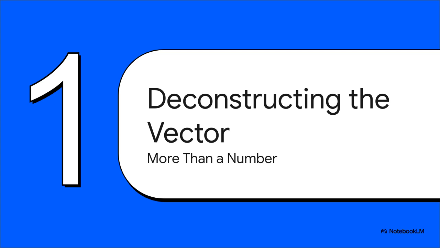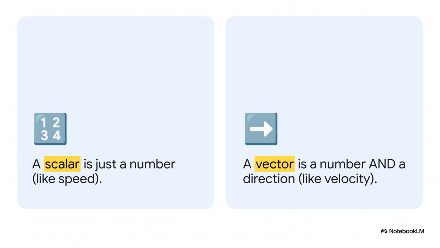Okay, so if we really want to get what makes vectors so powerful, we've got to take one apart, right? See what's inside. So first things first, let's draw a really clear line here. Over on one side, you've got scalars. Super simple. A scalar is just a number. It's your age, the temperature, the speed of that car. But on the other side, that's where vectors live. For our car, the vector would be its velocity, 100 kilometers per hour, east. You see that difference? It's huge. One is just how much, but the other is how much and where to.